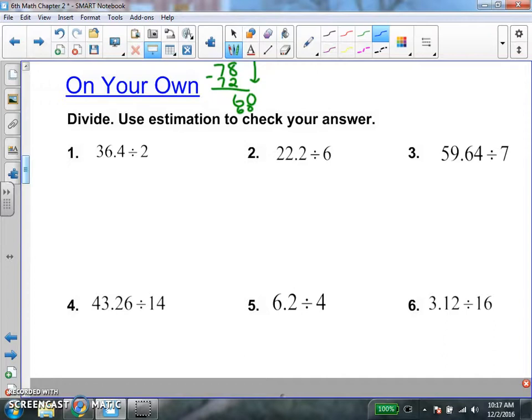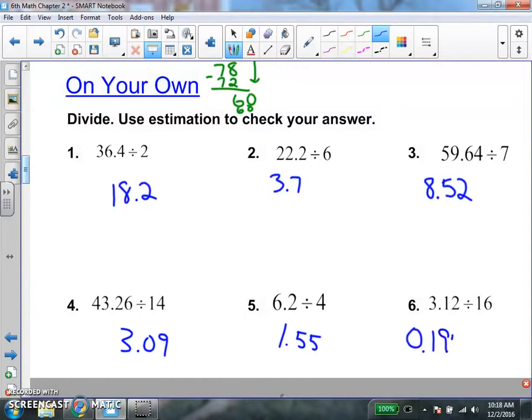Okay, I'm just going to put the answers up here because I've already gone through the examples. Check to make sure that you got the correct answer. Number 1, you should get 18.2. Number 2, 3.7. Number 3, 8.52. Number 4, 3.09. Number 5, 1.55. And lastly, number 6, you should get 0.195. If you have any questions about those answers, please feel free to come and ask me.